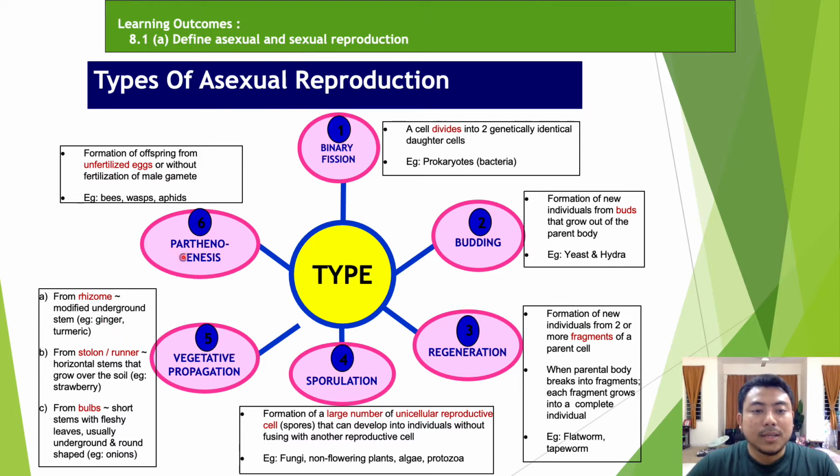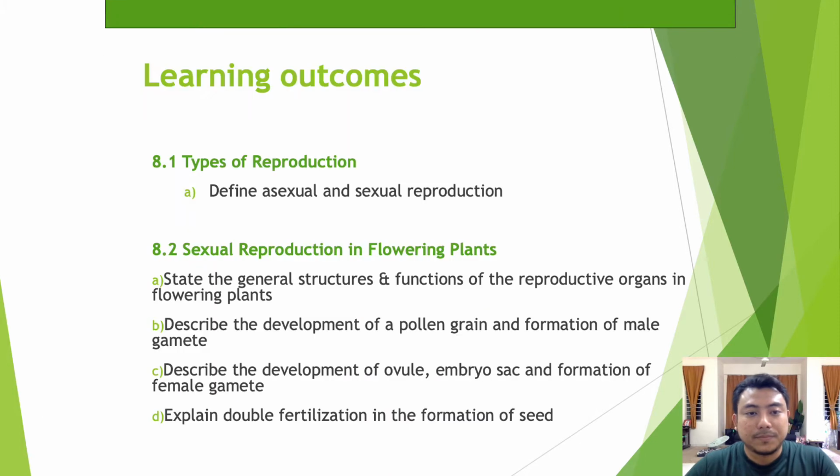And the next one is parthenogenesis. What is parthenogenesis? It is the formation of offspring from an unfertilized egg, or without fertilization by a male gamete. There are some organisms such as bees, wasps, and aphids. They reproduce by producing eggs but without being fertilized. Maknanya daripada egg tu terus jadi new individual. So this is what we call parthenogenesis.